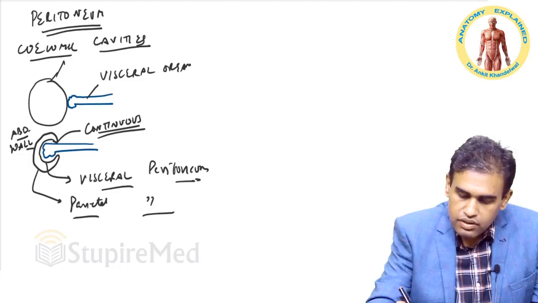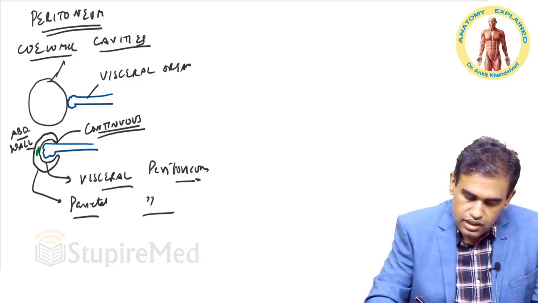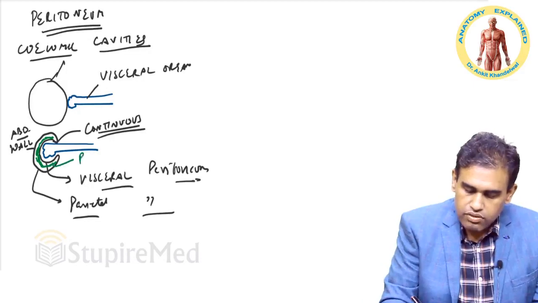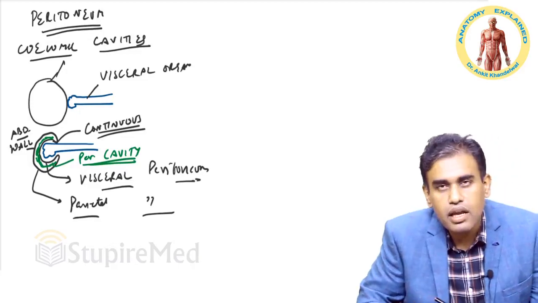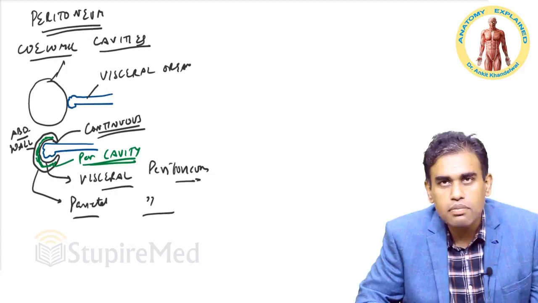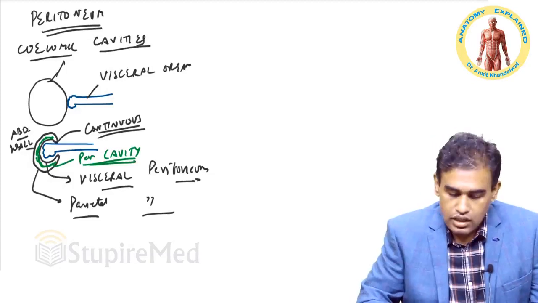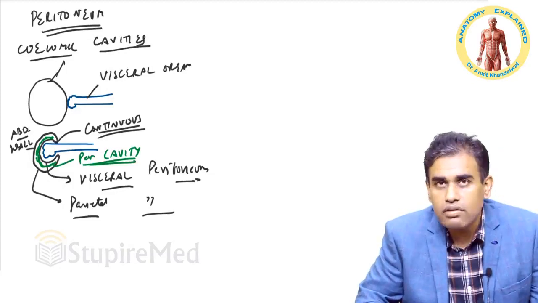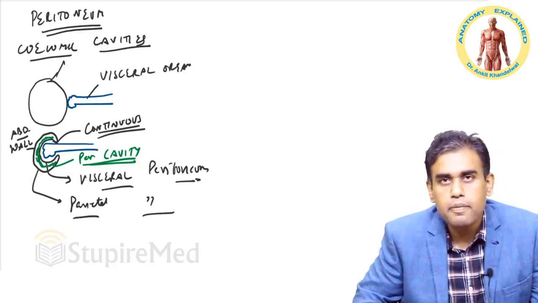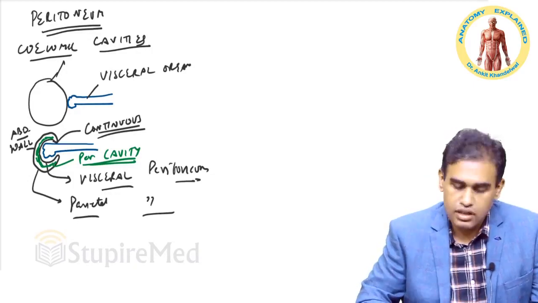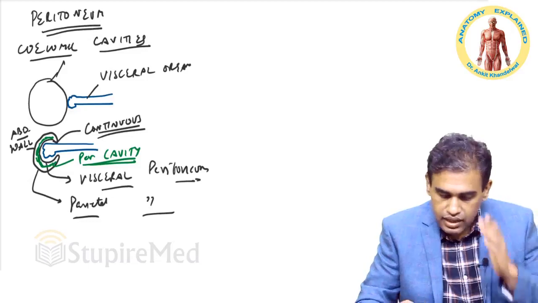Between the parietal and visceral layers, this green color shows the area of the peritoneal cavity. Without a doubt you can apply the same in pleura or pericardium. Both have parietal and visceral pleura, parietal and visceral pericardium, with a cavity inside, the pleural cavity and pericardial cavity, and here it is the peritoneal cavity. Clear? So these were the parietal and the visceral layers.